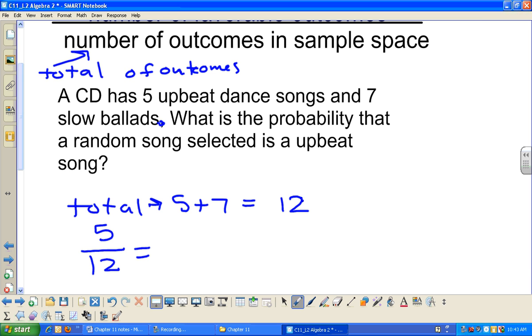If I'm looking for this as a decimal, I just do 5 divided by 12, and I get 0.417, which would be the same thing as 41.7%.